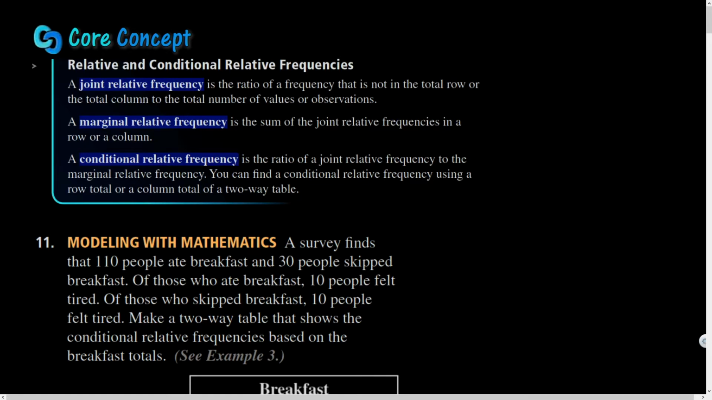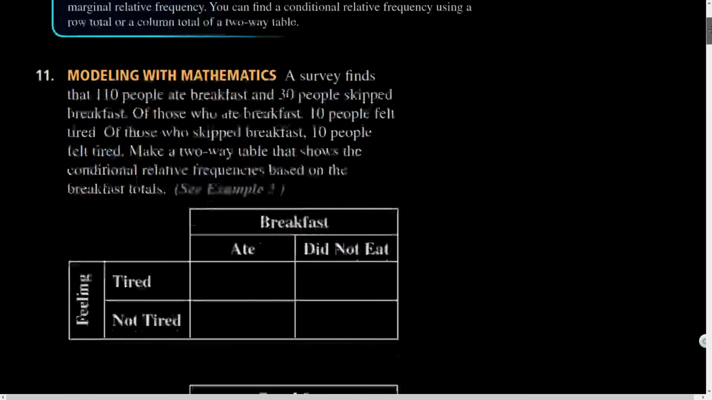Hey, greetings and welcome. Going over part 2 of the homework on two-way tables and probability. And today we're talking about conditional relative frequency as the primary thing we're looking at, as well as trying to figure out whether or not some of these events are independent if all I had was a two-way table. So here we go.